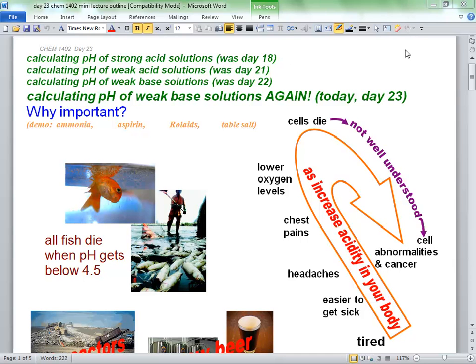We first started finding pH, and the equation for pH was the negative log of the hydrogen ion concentration, right? So you have to get the hydrogen ion concentration for different things. Now for a strong acid, how did you get the hydrogen ion concentration? Do you remember? It was just the molarity. If it's 0.2 molar HCl, then the hydrogen ion concentration is 0.2 molar.